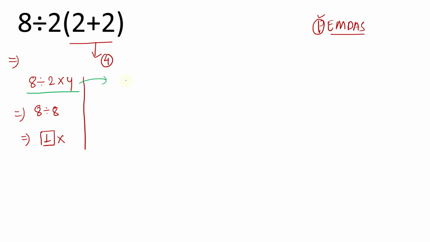We can rewrite our question from here: 8 divided by 2 times 4. Now we have division and multiplication, and as we know, multiplication and division have the same priority, and in that case we have to operate left to right. So we will simply do left to right here.